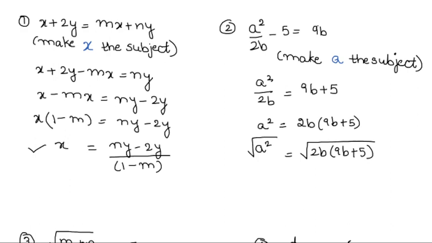So I write the next step. Square root of a square is a, and this side remains as it is. I have 2b, 9b plus 5, and this is how we make a the subject of the formula.